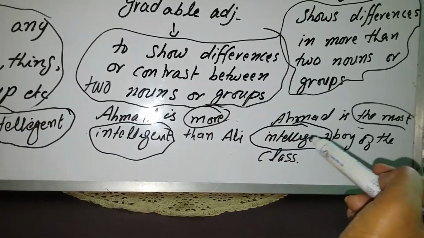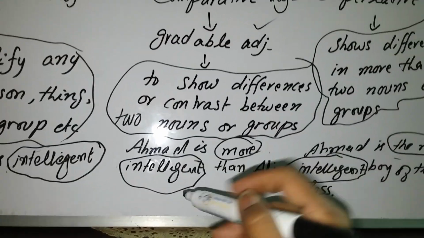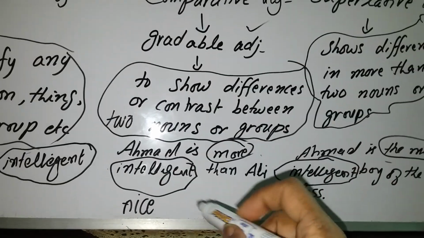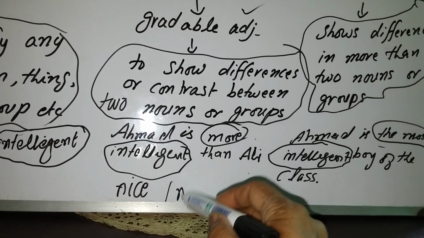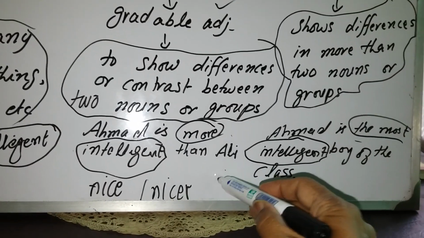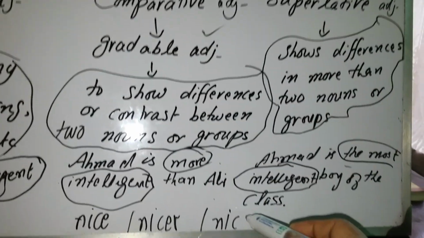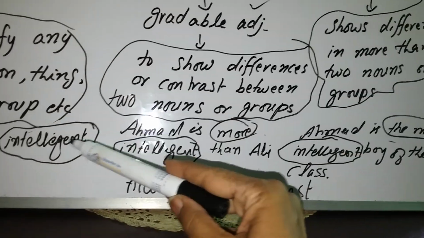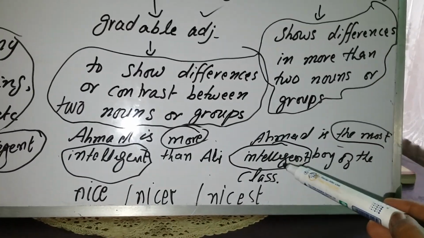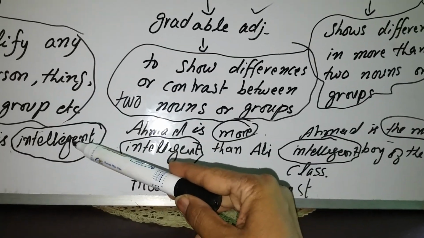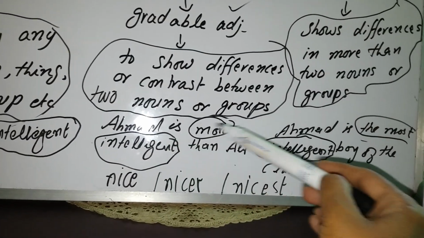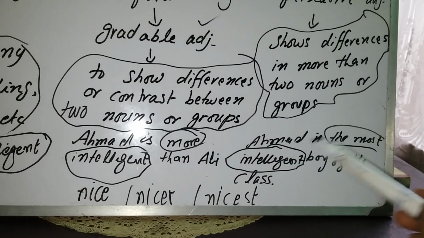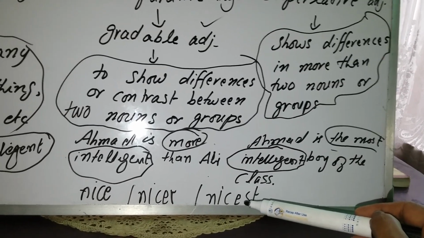Now look at all these three examples. First we used nice as an adjective. Then we used the second degree, that was nicer. Then we used the third degree, that was the nicest. In these three examples you will see intelligent, more intelligent and the most intelligent. So the first degree is intelligent, there is nice. The second degree is more intelligent, there is nicer. The third degree is the most intelligent, and there is written nicest.